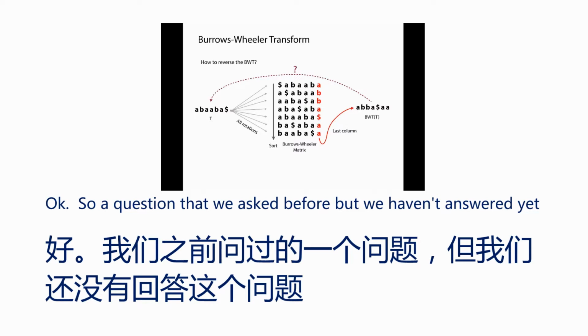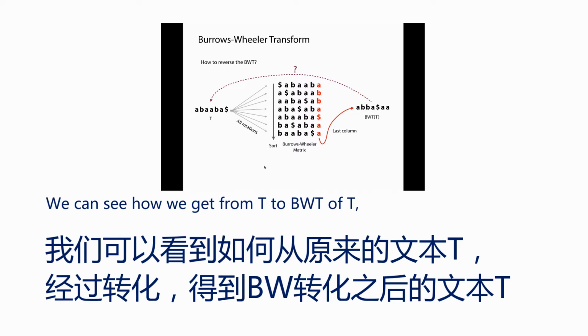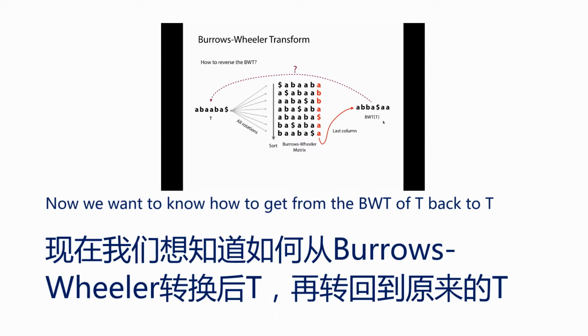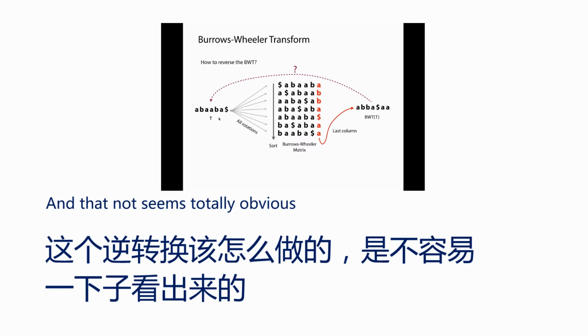Okay, so a question that we asked before but haven't answered yet: we can see how we get from t to BWT of t, and we've done it two different ways. Now we want to know how we get from the BWT of t back to t. And that does not seem totally obvious.